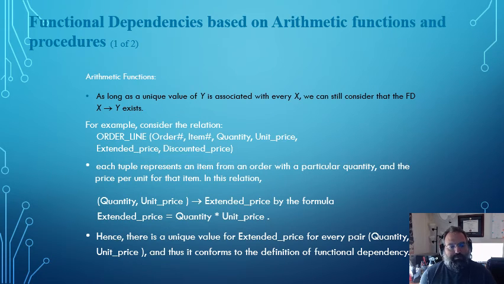Algorithmic functions: as long as a unique value of Y is associated with every value of X, we can still consider that to be a functional dependency, that the functional dependency X implies Y exists. For example, consider the relation ORDER_LINE with order number, item number, quantity, unit price, extended price, and discounted price. Each tuple represents an item of an order with a particular quantity and the price per unit for that item. In this relation, quantity and unit price imply extended price by the formula. Hence, there is a unique value for extended price for every pair, and thus it conforms to the definition of functional dependency.